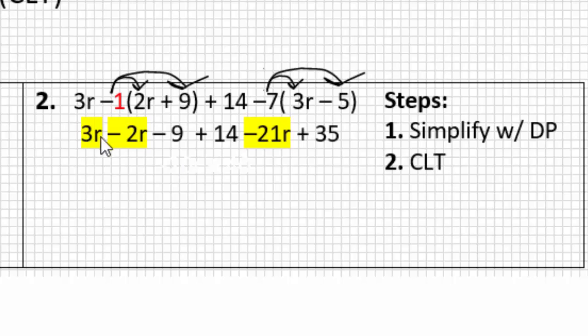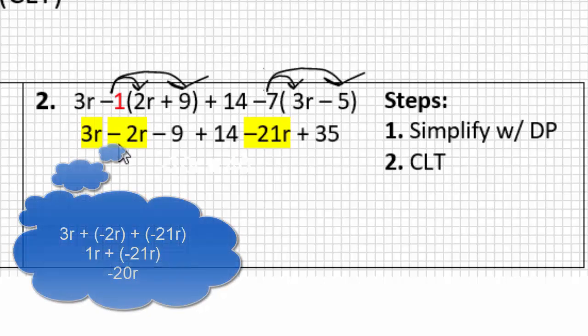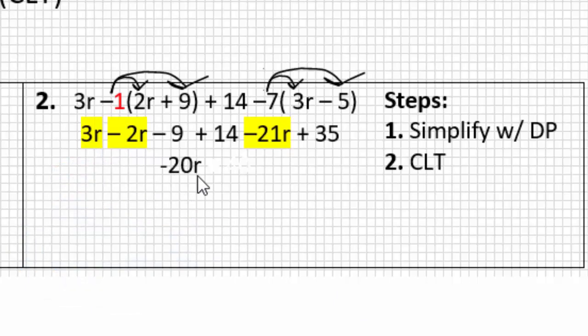Well, 3r plus negative 2r, that's just 1r, right? Same as 3 minus 2. So that would just be 1r. So if I combine those, I have 1r. And then if I combine 1r with negative 21r, so negative 21 plus 1, that's going to go towards the positive 1 place, should give me a negative 20r.